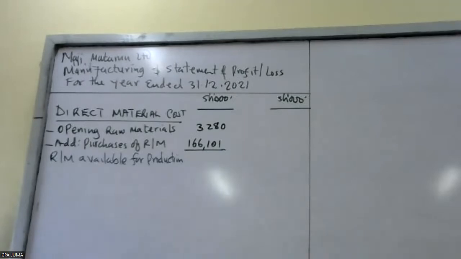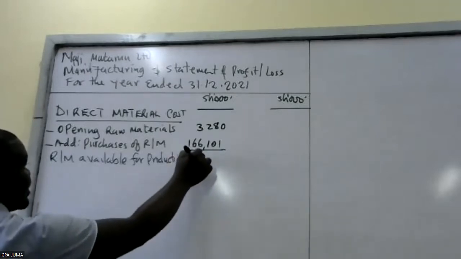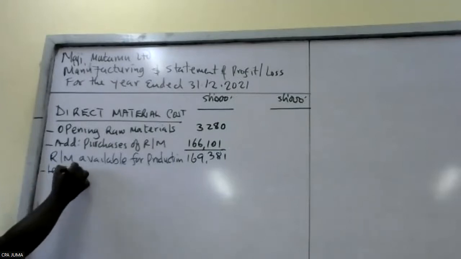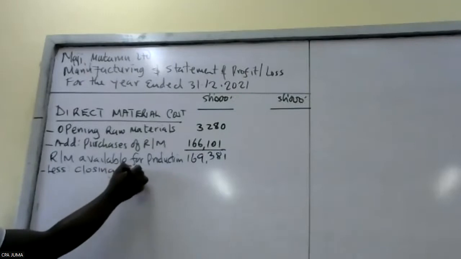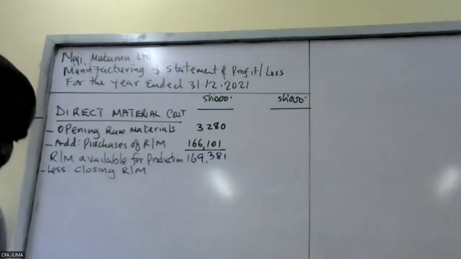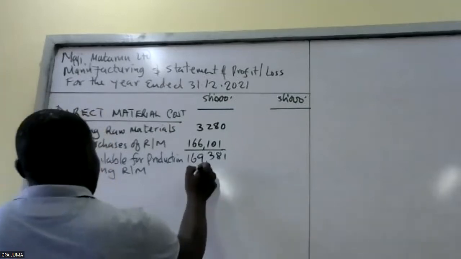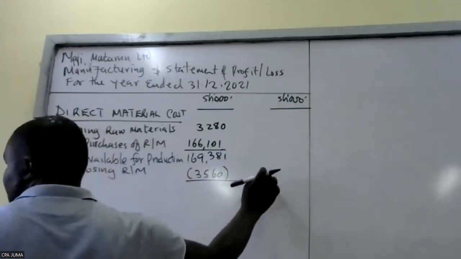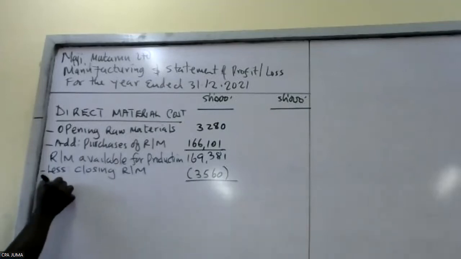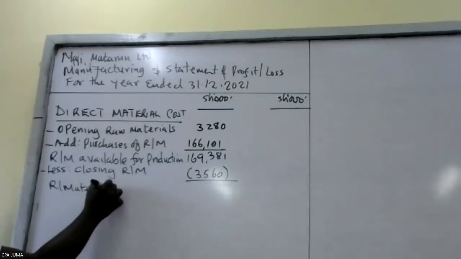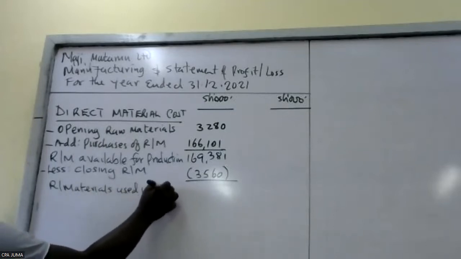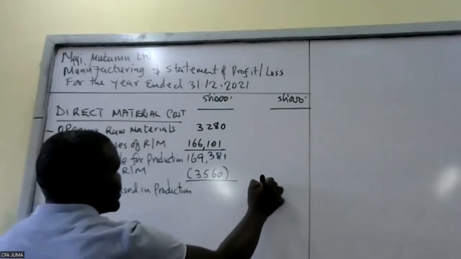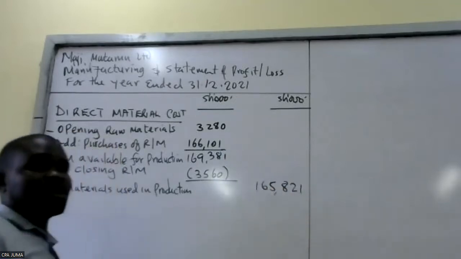How much is that? 169,381. Then you less closing raw materials. So closing raw materials, that one was captured in note 1. 35,60. So the figure you get, bring it here. You call it raw materials used in production. How much? This minus this? 165,821. So have it there.